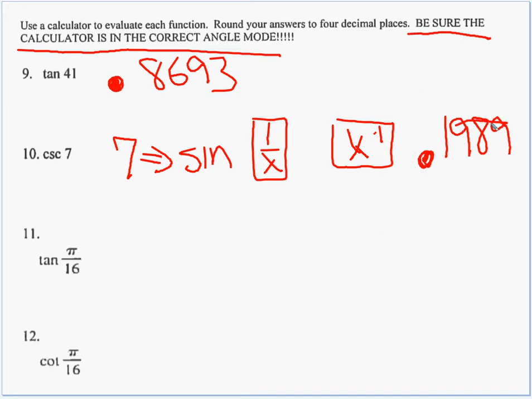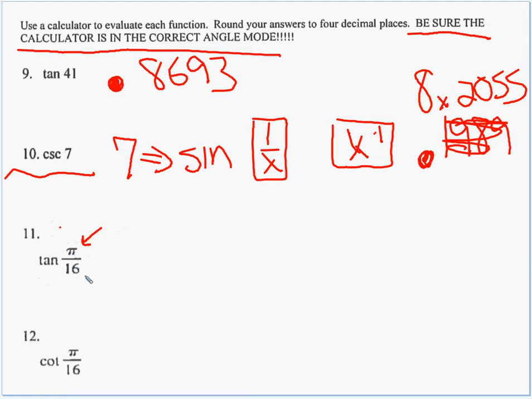Oops, excuse me, that's the wrong one. That's the answer to number 11. Up here, that should be 8.19. 2055. That's better.